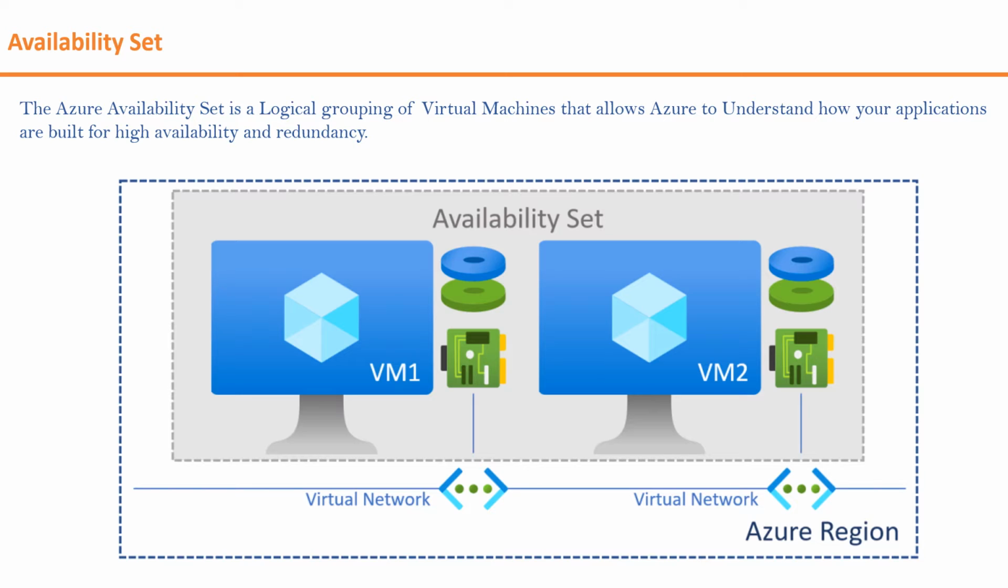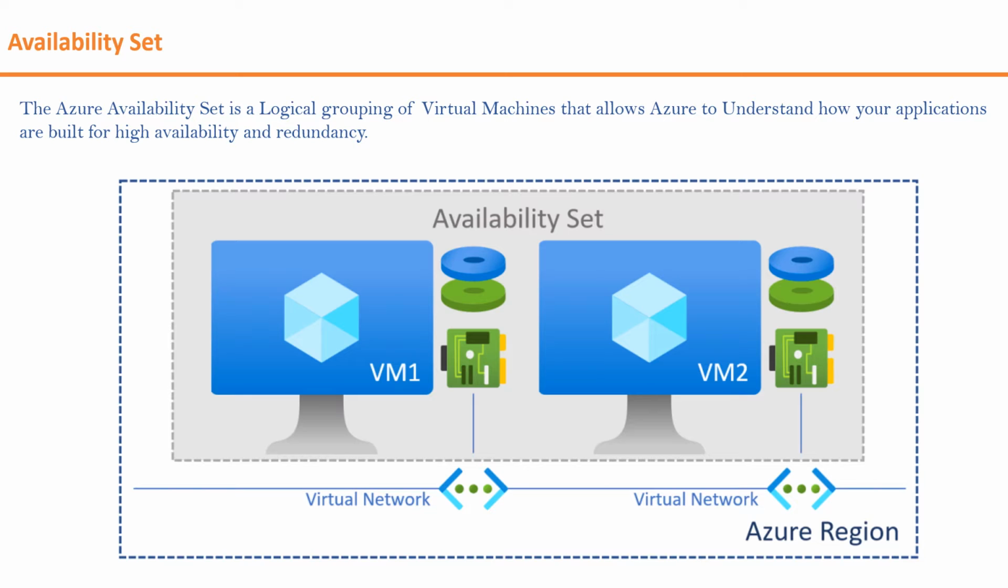By deploying your VMs across multiple hardware nodes, Azure ensures that if a hardware or software failure happens within Azure, only a subset of your virtual machines are impacted and your overall solution stays safe and in working condition. Availability set provides redundancy for virtual machines. Availability set spreads your virtual machines across multiple fault domains and update domains.